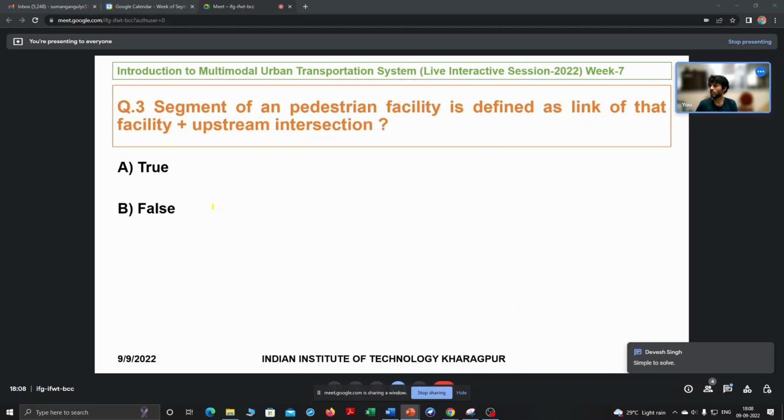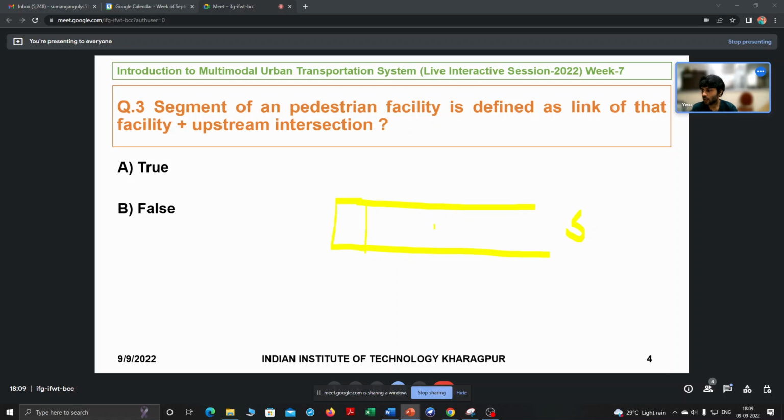So now the third question is: a segment of a pedestrian facility is defined as the link of this facility plus the upstream intersection. Is it true or false? So you know what a segment is. Suppose you have this sidewalk, right? A sidewalk. Okay, I got one response. I want everyone to respond, right? Okay. So actually let me say that suppose this is the intersection area and this is the link.